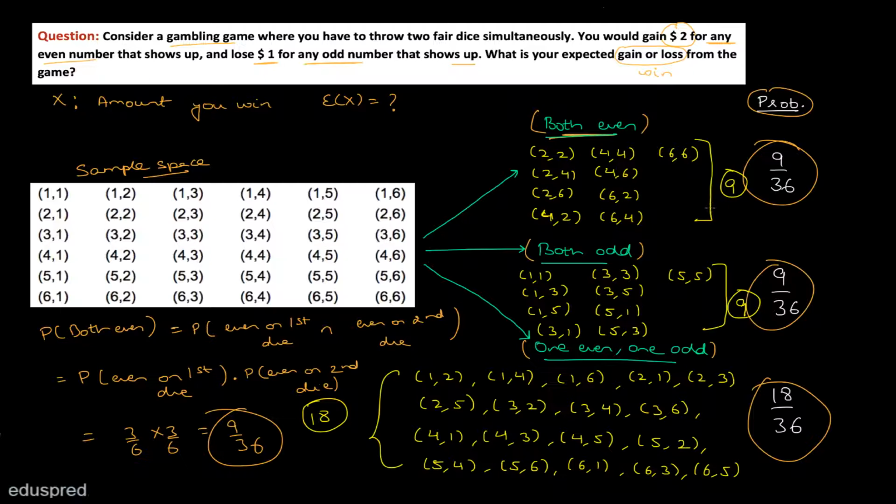Okay, so now let's proceed further. We have the probabilities for these three cases: 9 by 36, 9 by 36, and 18 by 36. Now let's figure out the corresponding values of x. Now, this is what many students do.